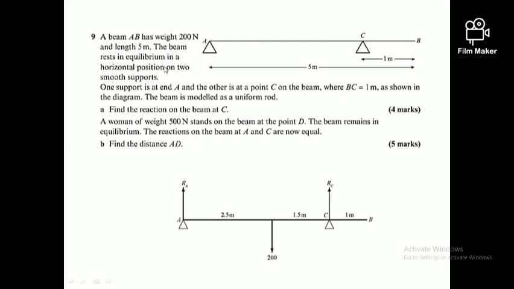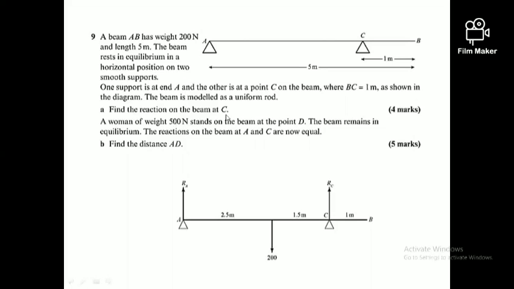If you come up with question number 9, the beam AB has a weight of 200 newtons and length of 5 meters. Still, we don't know whether this is a uniform rod or non-uniform rod, so we just go ahead with the question. The beam rests in equilibrium in a horizontal position on two smooth supports, one support at A and the other support at C, where BC is 1 meter. Therefore, here the length should be 4 meters. As shown in the diagram, the beam is modeled as a uniform rod. Therefore, the center of gravity is exactly at the midpoint, 200 newtons.